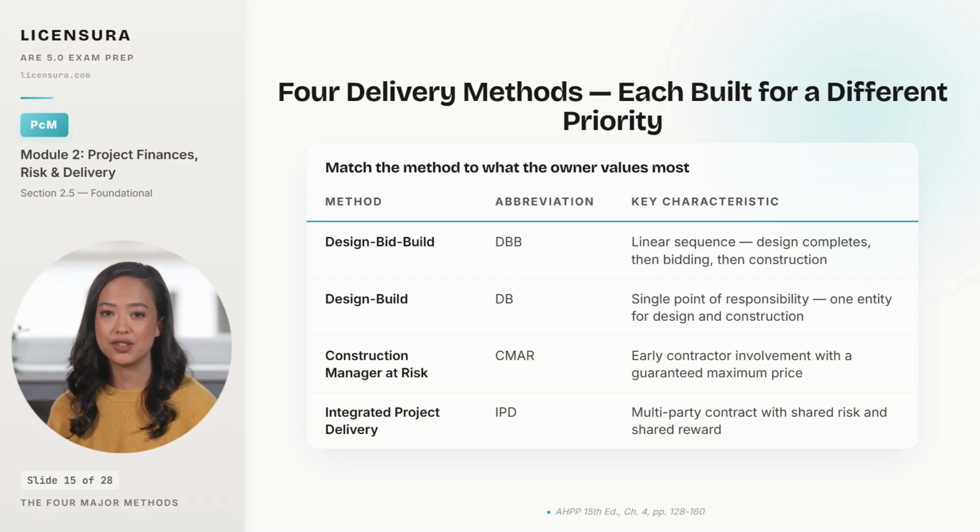Four very different structures. Design bid build is the traditional sequential approach. Design is completed, the documents are issued for competitive bidding, and a separate contractor is selected to build. The architect and contractor never share a contract. It is the most familiar method, the one most public projects are required to use, and the one that produces the most adversarial dynamics when problems arise.